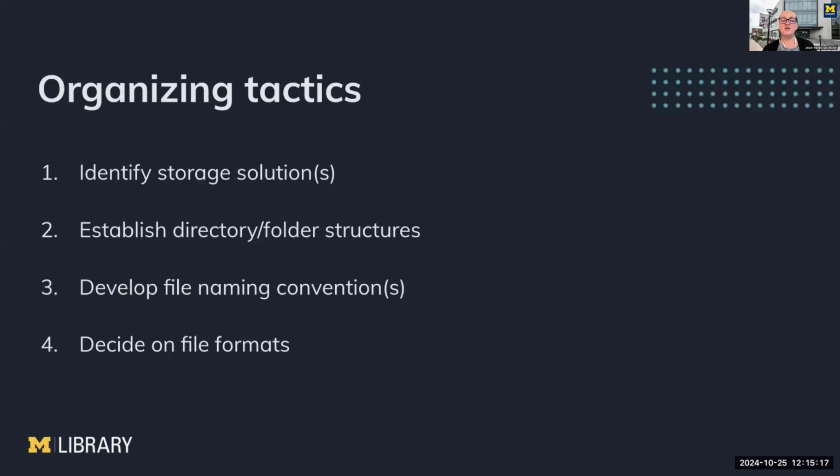So the first thing you want to do is identify storage solutions. Then you want to make sure you establish directory and folder structures. You want to develop a file naming convention or conventions. And then you want to decide on file formats. And then we're going to go into detail about each of these next.